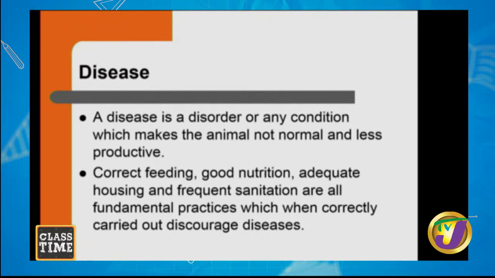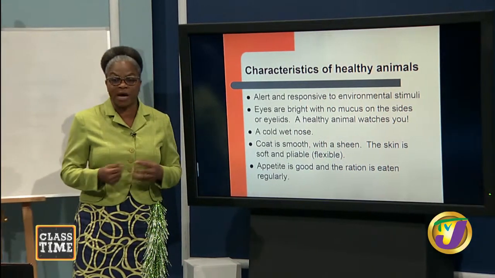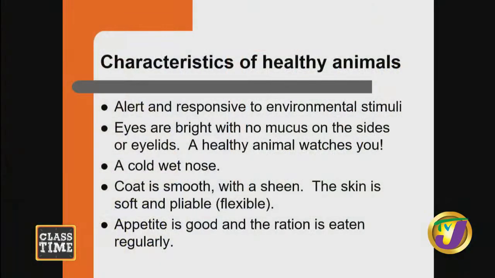In order for us to address disease problems, we have to pay attention to correct feeding, good sanitation, good nutrition as well, and to make sure that all the practices that we are carrying out, we are carrying them out correctly so as to discourage diseases. So as agriculture practitioners, students and farmers out there, when you go to look at your animals, we have to be able to identify or to see if our animals are healthy or not. How would we know if the animals that we are raising are healthy?